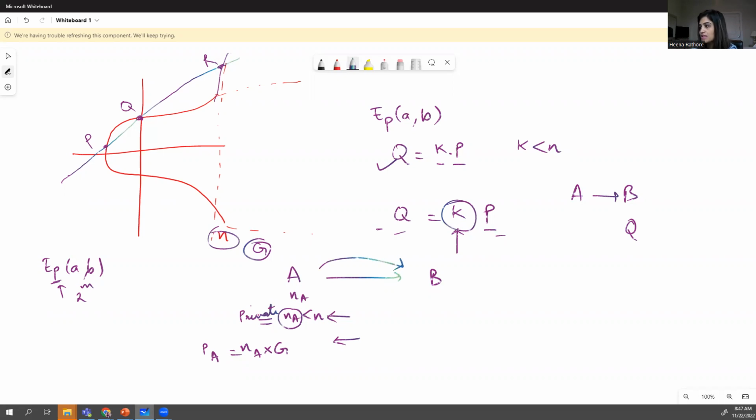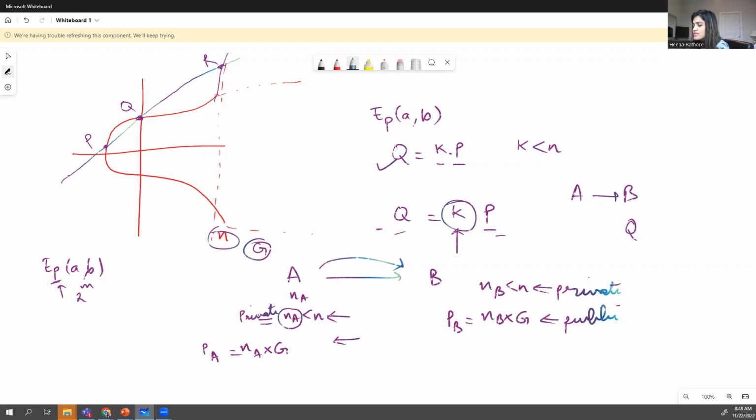In the key exchange protocol, Bob also does a similar kind of computation. He takes a value of NB, which is lower than N, and keeps this as his private key. He also computes the value of NB times G, where that G value, as I said, was common to both of them. This NB times G becomes the public key for Bob.